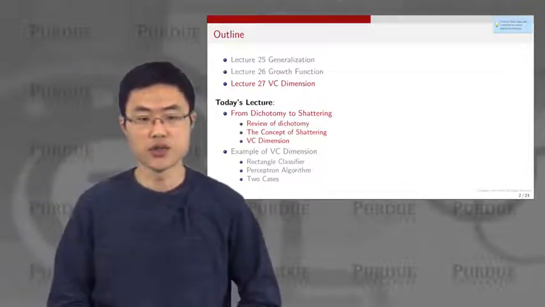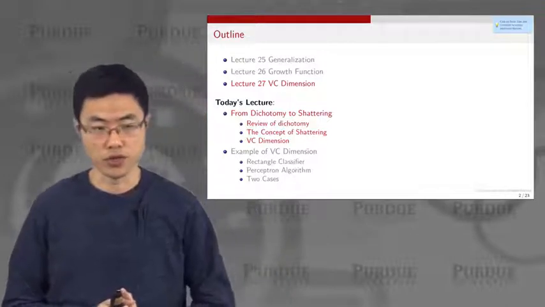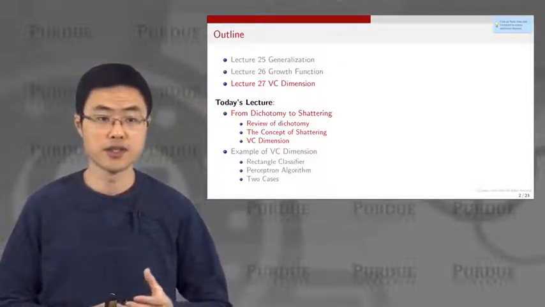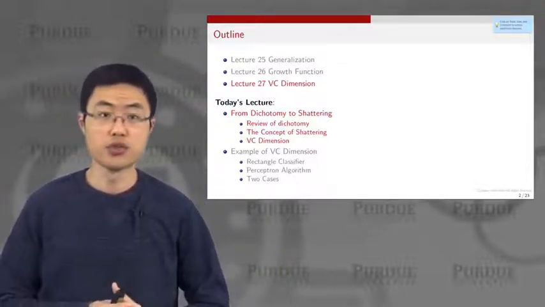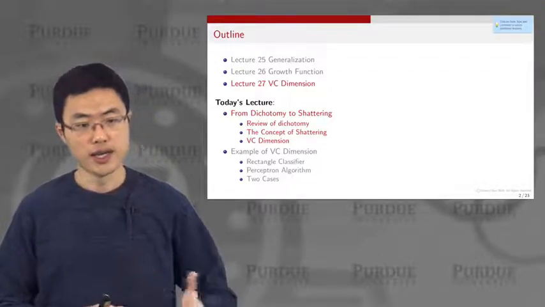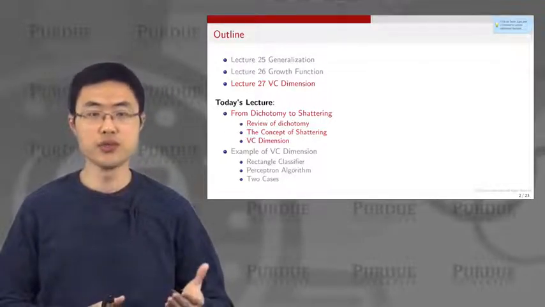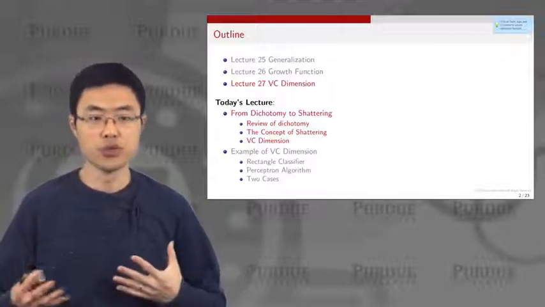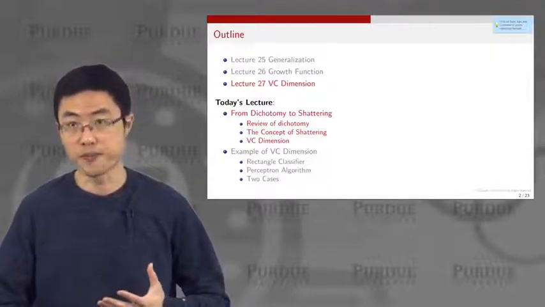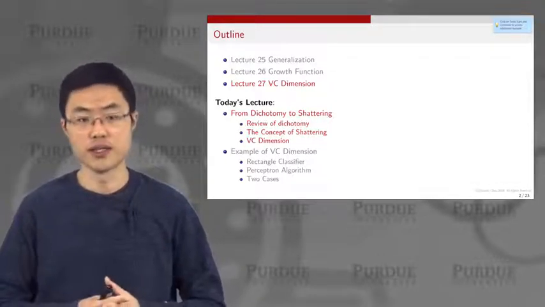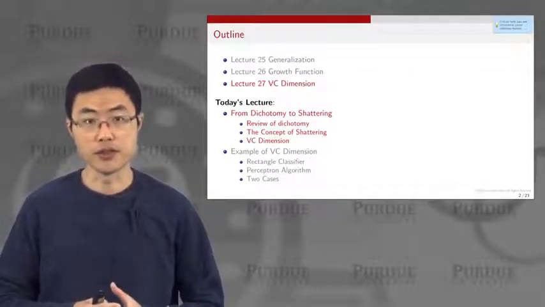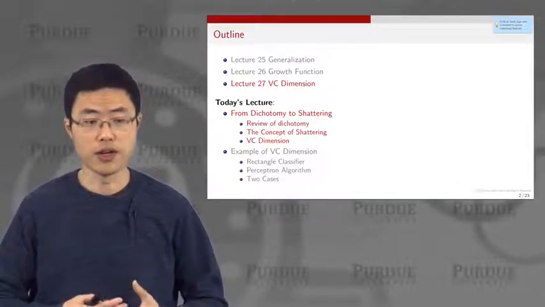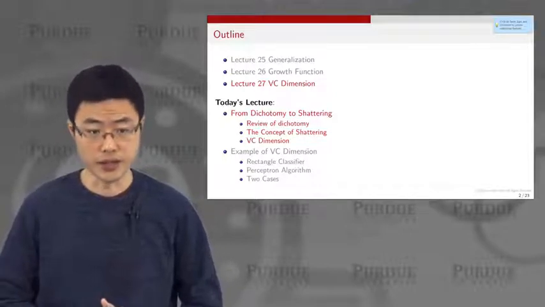So today we are going to spend two parts on this lecture. In the first part, we will talk about this concept of dichotomy, something that we introduced in the last lecture. And then we are going to talk about how we use this dichotomy concept to introduce another concept called shattering. And from shattering, we are going to understand the meaning of VC dimension. And from VC dimension, we can talk about the fundamental limit of a learning algorithm.